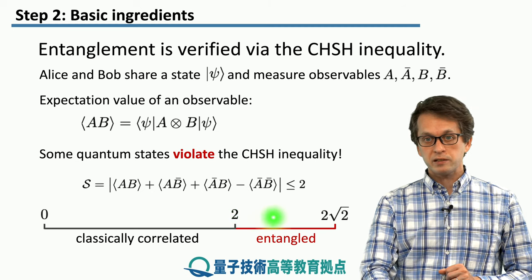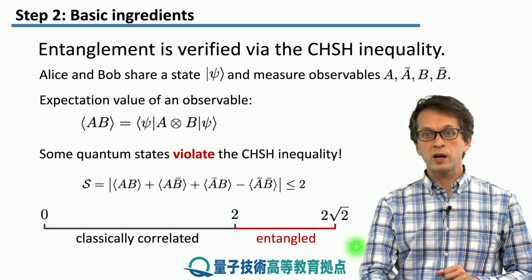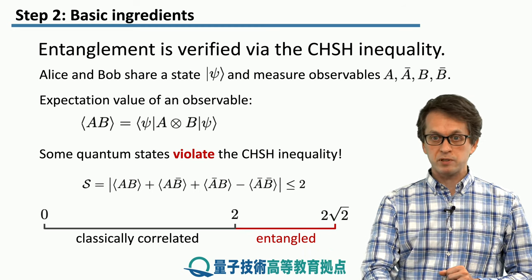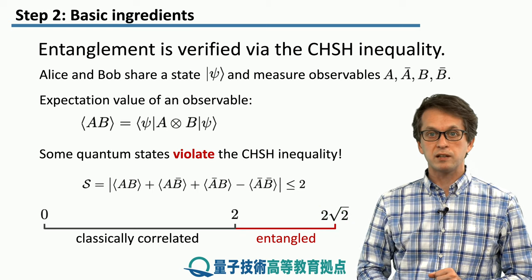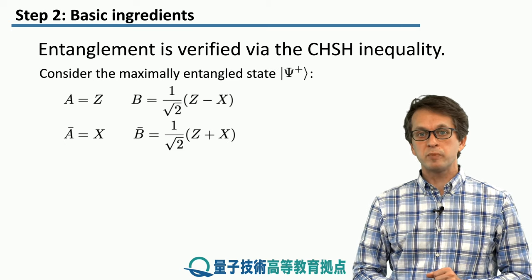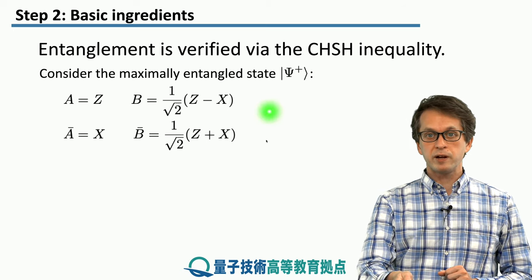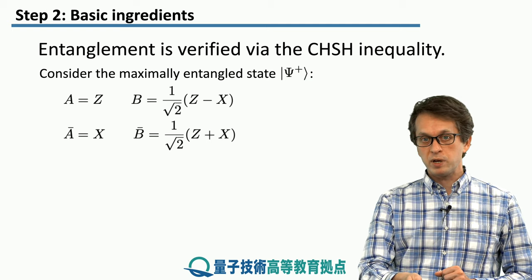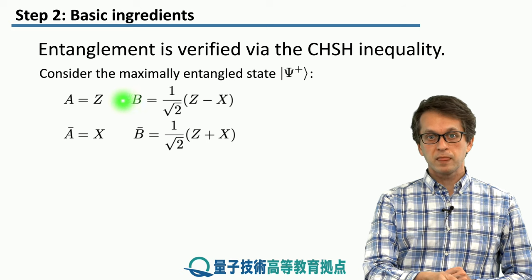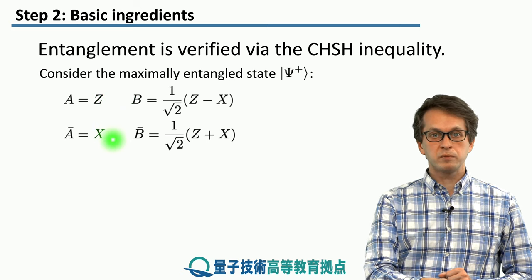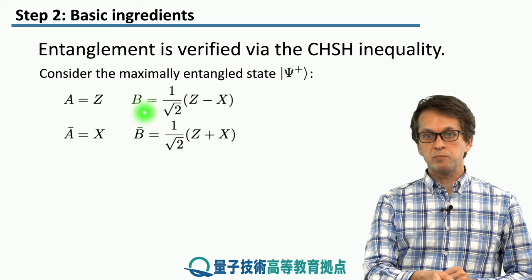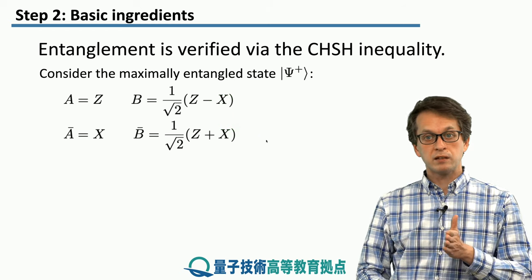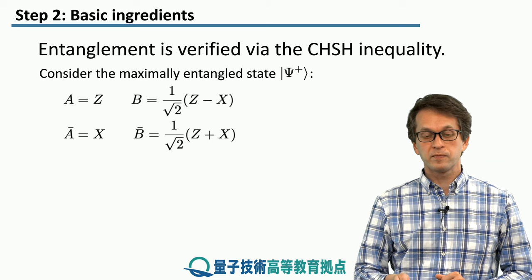And in quantum mechanics, the CHSH expression can go all the way up to a value of 2 times the square root of 2. And this happens for maximally entangled states, as we will see in the next slide. So let's consider a particular example. Let's say we take one of the Bell pairs, psi plus, and we know that it's a maximally entangled state. And for the measurement settings, we consider the following. A is the Pauli Z observable, A bar is the X observable. And B and B bar are given by these combinations of Z and X. So these are just rotated measurement bases.